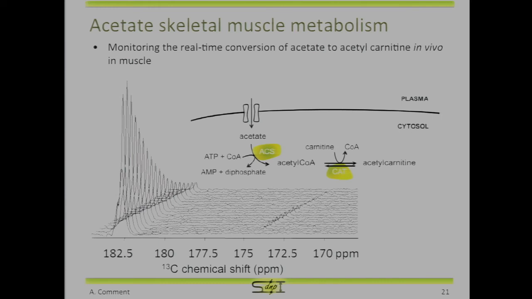But here is another example. We give another molecule that we talked about, acetate, to a leg muscle, and this is the signal taken every 3 seconds, I believe. You can see that it decays with the T1, so it goes back to equilibrium. But in the meantime, there is another molecule that shows up, and this is acetylcarnitine. Acetylcarnitine is the buffer for the energy. So you can see in real time the enzymatic activity and how fast it is transformed from one molecule to another.